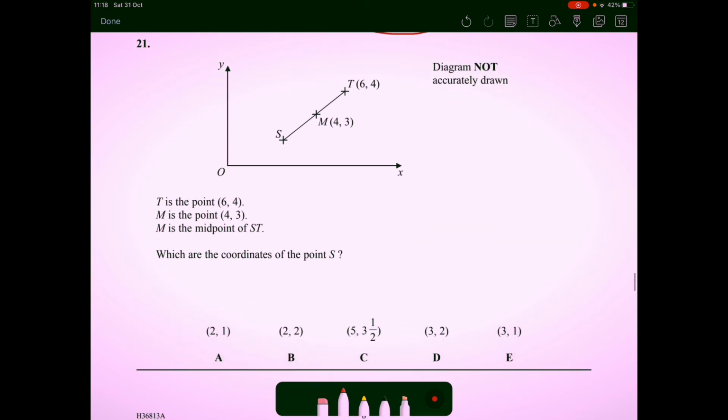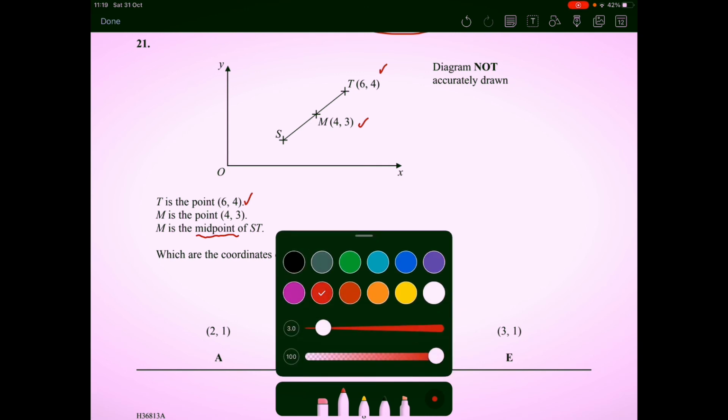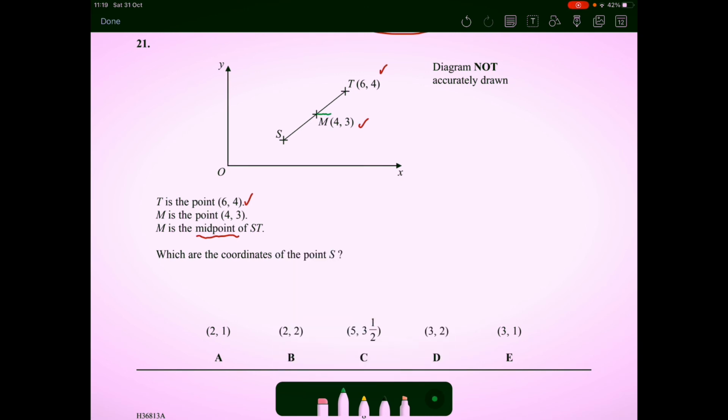Question 21. T is the point (6, 4). M is the point (4, 3). And M is also the midpoint. Which are the coordinates of the point S? Oh, this is a nice question. I like this one. So what we want to find out is how far away on the x-axis it is, the difference of x, and also the difference of y. If it's the midpoint, then the distance from S to M will be the same as from M to T.